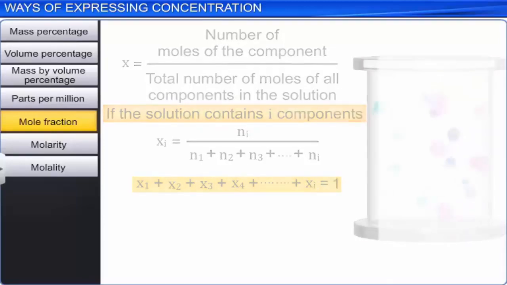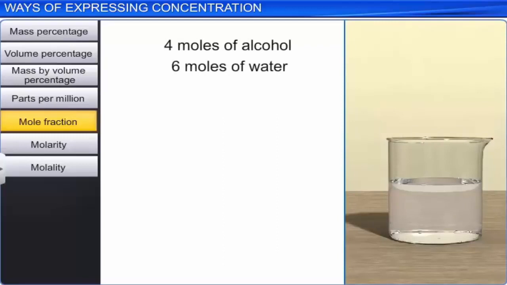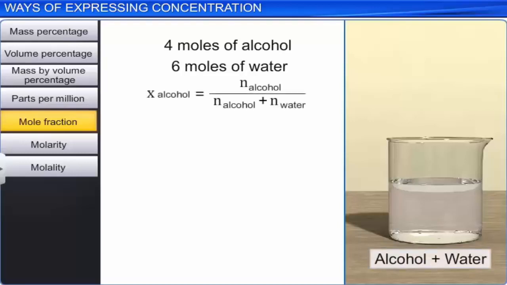For example, if a solution contains 4 moles of alcohol and 6 moles of water, then the mole fraction of alcohol can be calculated by substituting the values of the number of moles of alcohol and the number of moles of water in the formula. Thus, mole fraction of alcohol equals 4 divided by 4 plus 6, which is equal to 0.4.